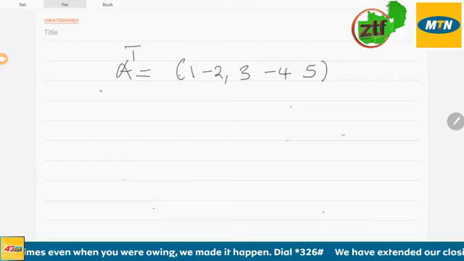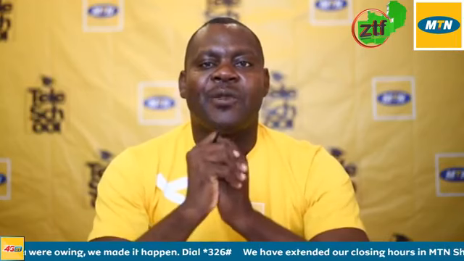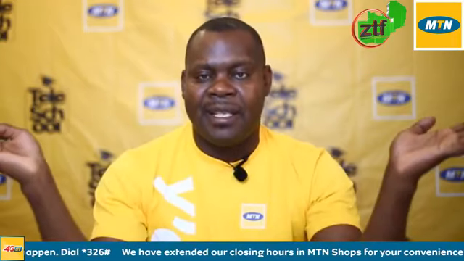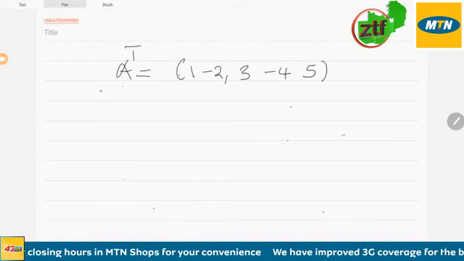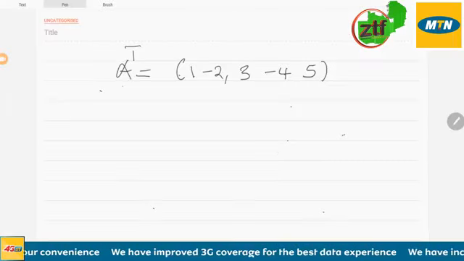So A transpose, what do you understand by transpose? When you've been asked to transpose a matrix, they are simply asking you to change the rows into the columns. That is what they mean. So this matrix A has already been transposed, and after transposing it, it became 1, -2, 3, -4, and 5. Now the question states, write the matrix A. How was the original matrix before it was transposed? That is what it simply means.